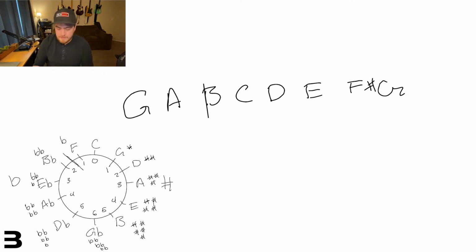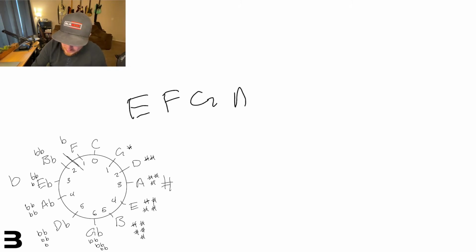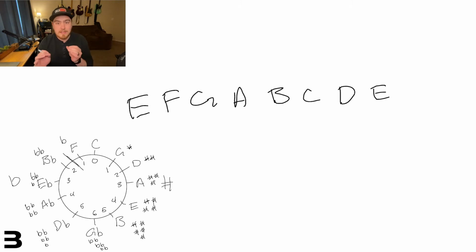And that's the key of G. Now let's look at another example. Let's take the key of E, for example. We're going to go E, F, G, A, B, C, D, E. Again, we have the right quantity. Now we have to get the right quality.